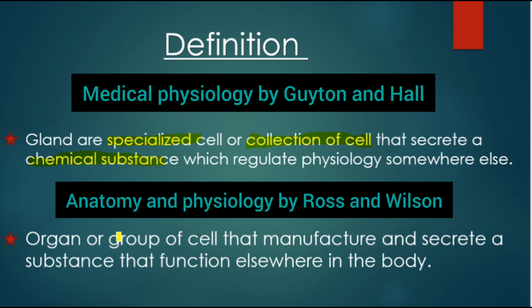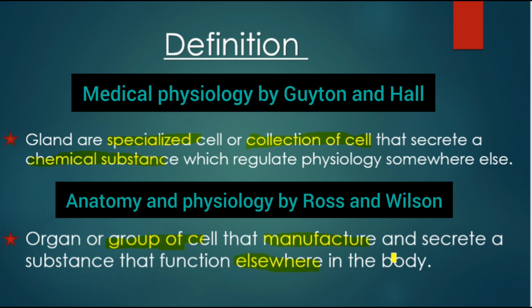Now the second definition is from the book Anatomy and Physiology by Ross and Wilson. According to this book, glands are organs, or a group of cells, that manufacture, meaning synthesize, and secrete a substance that functions somewhere else in the body.